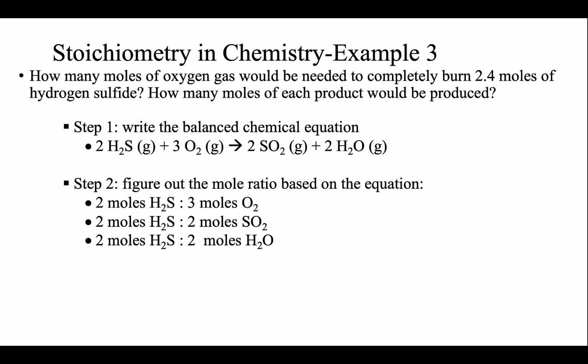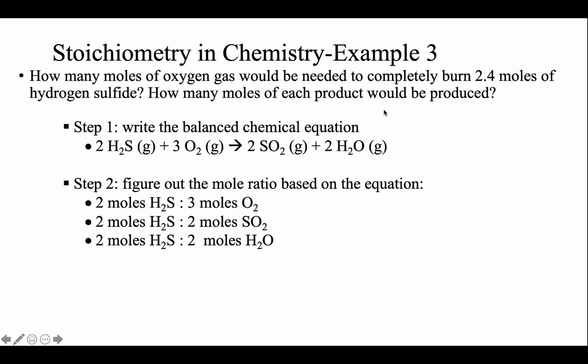So now let's take a look at another example, which is a little bit more complicated. How many moles of oxygen gas would be needed to completely burn 2.4 moles of hydrogen sulfide? Another word for this one is dihydrogen monosulfide, but I'm just going to call it hydrogen sulfide. And how many moles of each product will be produced?